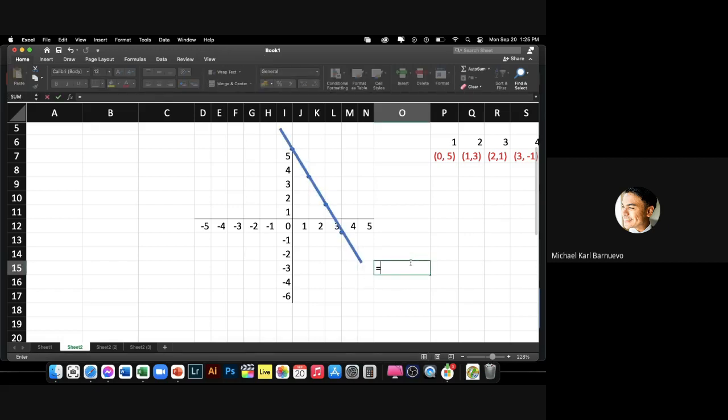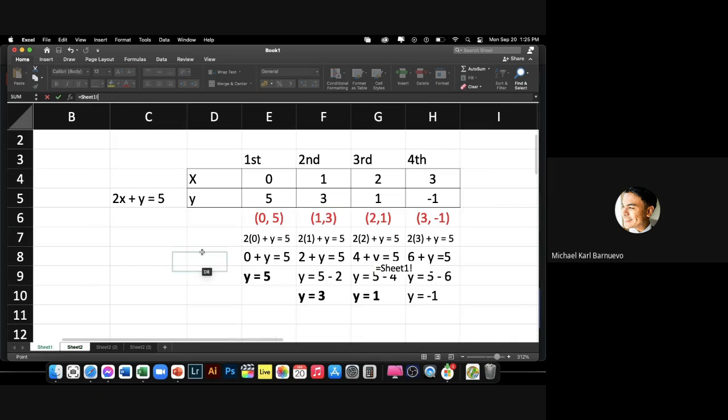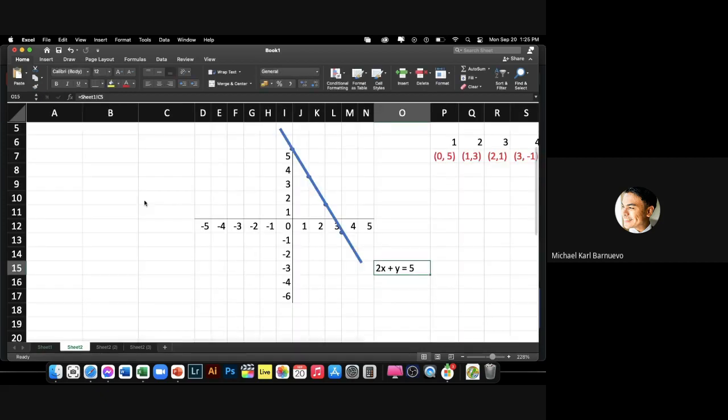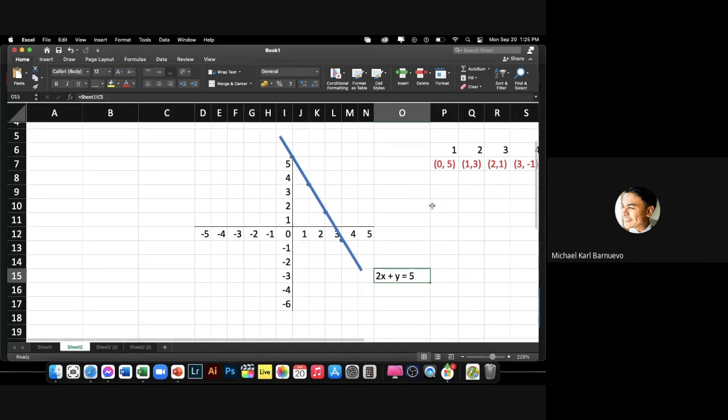So the formula for this line is, ano yung formula natin kanina? It's 2x plus y is equal to 5. Okay? It's very easy to do. Tama ba? Again, we are only refreshing your algebra skills, algebra knowledge.